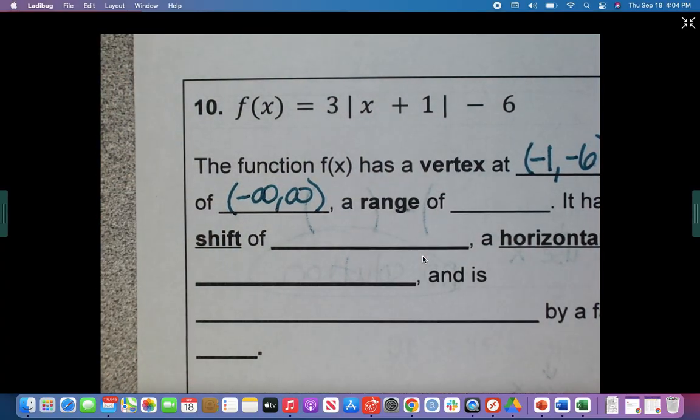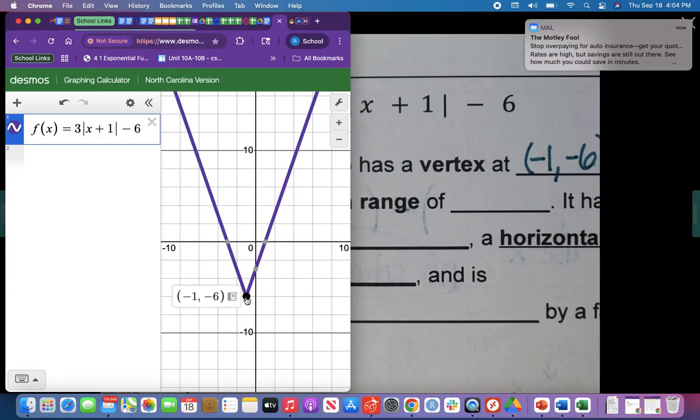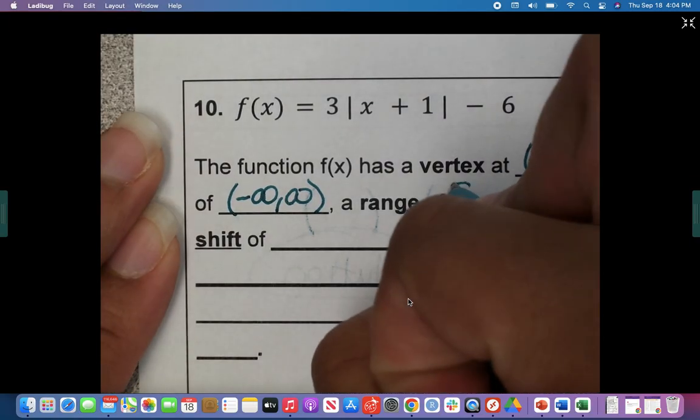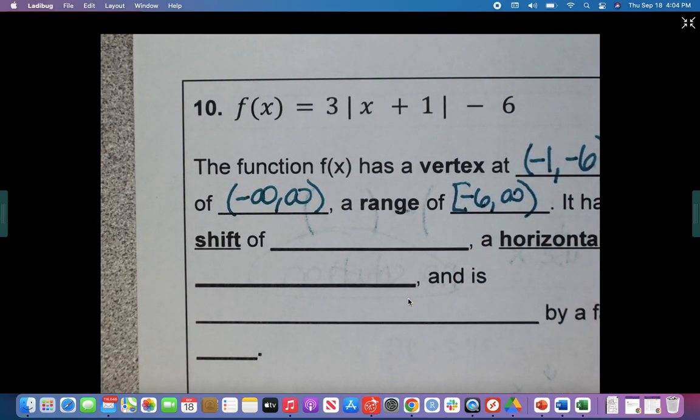Your range, those are your y values. Remember, it's your bottom y value to your top y value. The bottom of the graph is at -6. The graph goes up from there, so that's going to be -6 to infinity, inclusive. This is a solid dot, so I need to put a bracket on the -6. All right, so that right there is my range.